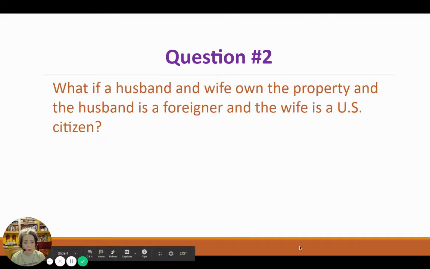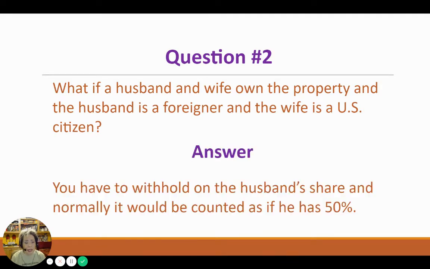Question number 2. What if a husband and wife own the property and the husband is a foreigner and the wife is a U.S. citizen? The answer is as follows. If the husband and wife both have ownership of the property and the husband is a foreigner, you have to withhold on the husband's share. And normally it would be counted as if he has 50%.